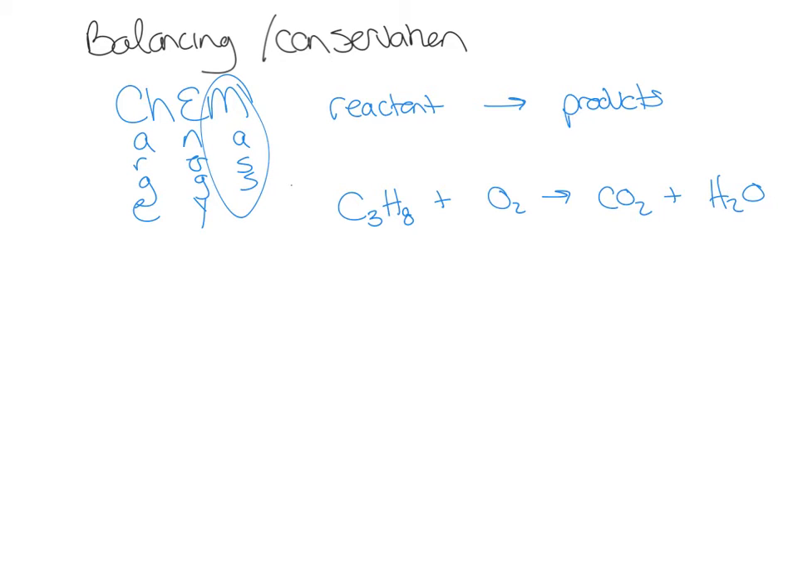First thing to start with, you can really pick anything. I usually leave hydrogen and oxygen for last, so I'm going to balance my carbons. I have 3 carbons here and only 1 carbon here, so I'm going to make it equal on both sides, and I'll put a 3. Then I'm going to look at my hydrogens. I have 8 hydrogens here and only 2 hydrogens here. So I'm going to put a 4 here because this is multiplication, and 4 times 2 is 8.